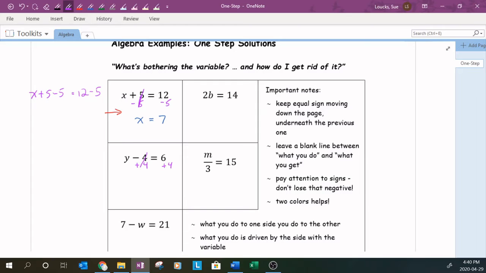Okay? The other thing I want to point out is that what you do is always driven by the side with the variable. Okay? It's not what's on the left side. So you don't always do what's on the left side. You do what the variable is telling you need to do. You want the variable to be by itself.